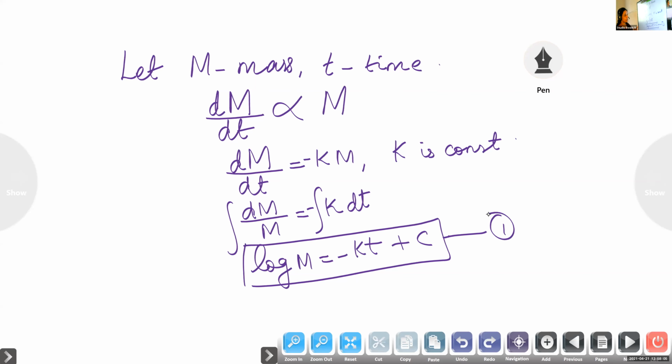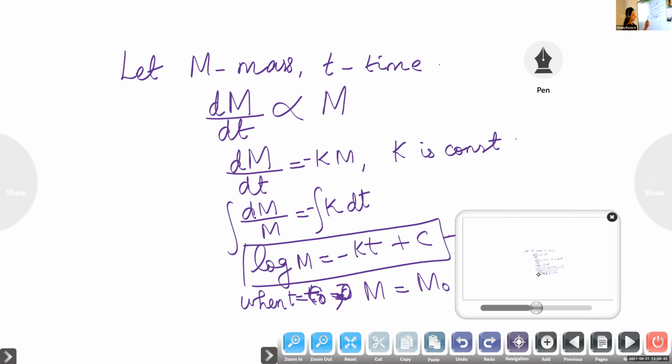This mass is getting reduced. So when time is 0, in the beginning time, let us take when t is equal to t naught, the mass to be m naught. Initial time, let's take this as m naught. So when you substitute this, what you will get? T naught means when the time is 0, the beginning time.